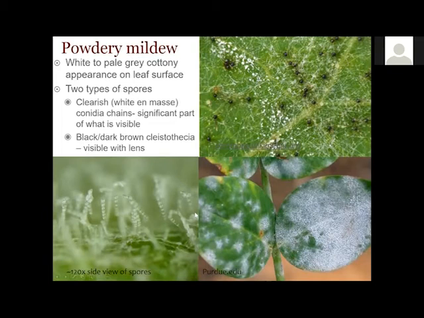All right, powdery mildew is super common. It is light to pale gray. It'll look like this on a leaf. Sometimes you'll see little black specks, not always. Here's a close-up of those little black specks. Those are actually reproductive structures.